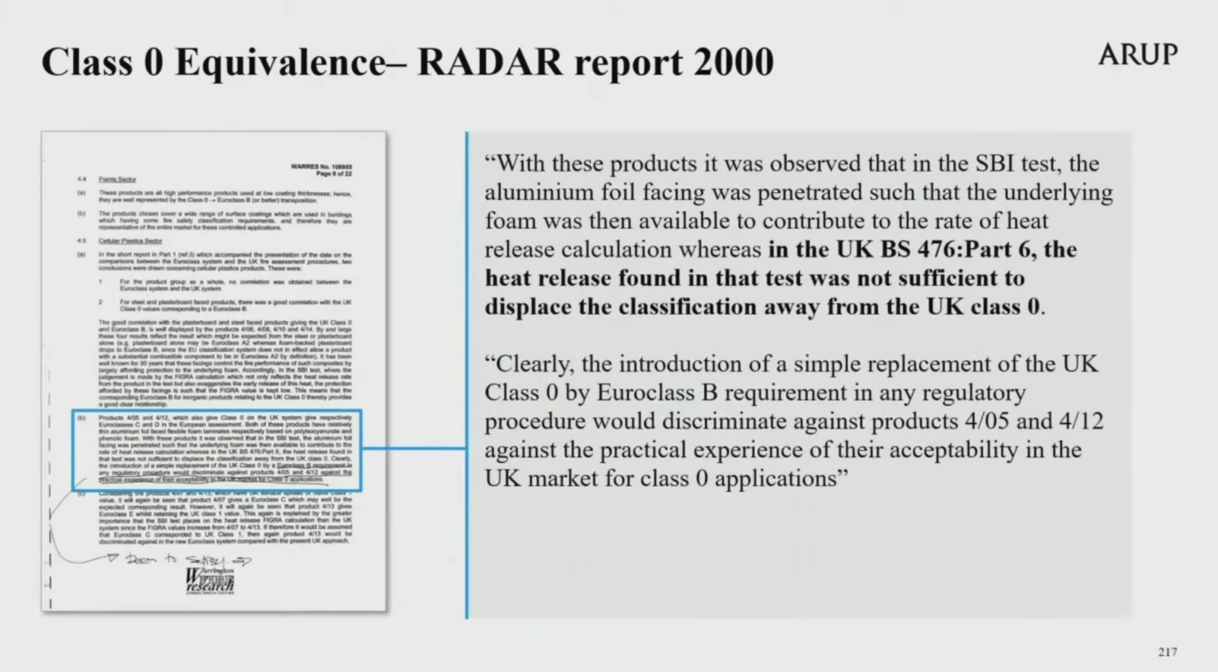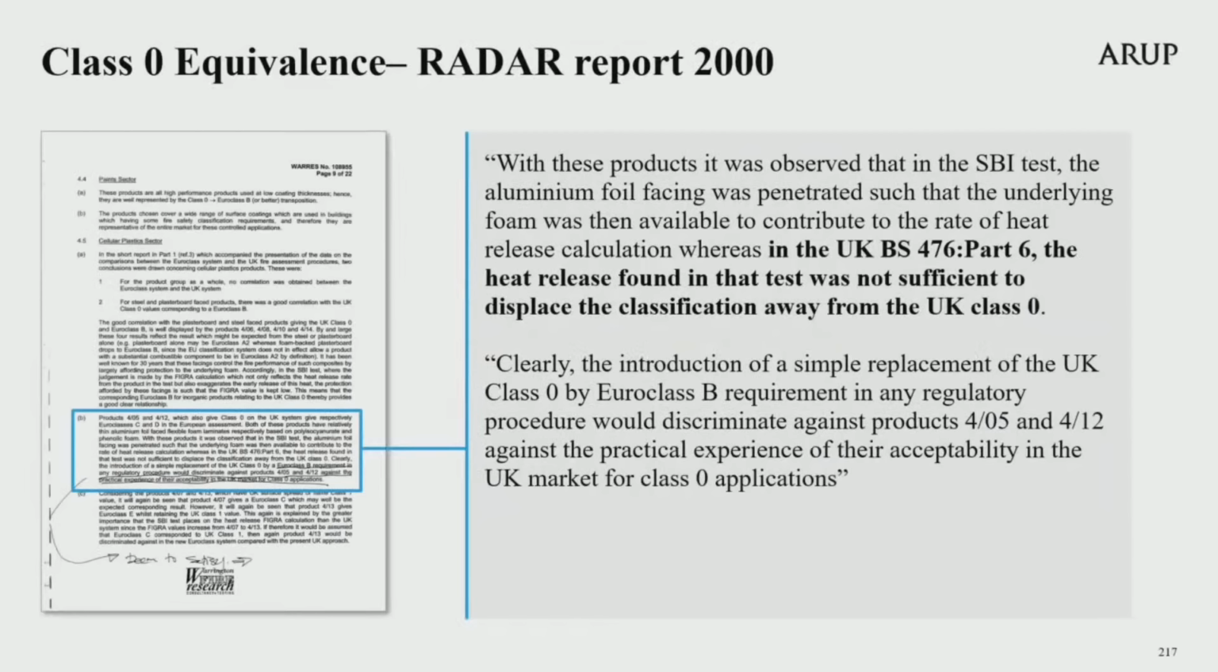On screen now, I have excerpted the conclusions of Part 2 of the RADAR report with regards to PIR and phenolic foam insulation. With these products, it was observed that in the single burning item test, the aluminium foil facing was penetrated such that the underlying foam was then available to contribute to the rate of heat release calculations, whereas in the BS 476 Part 6, the heat release found in the test was not sufficient to displace the classification away from the UK Class 0.